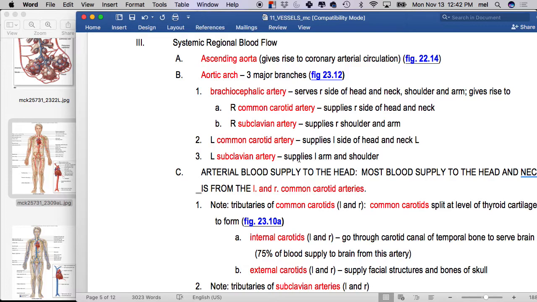All right, so let's talk about that. The aortic arch has 3 major branches in order that they get blood. There is brachiocephalic, right? And then left common carotid and left subclavian.